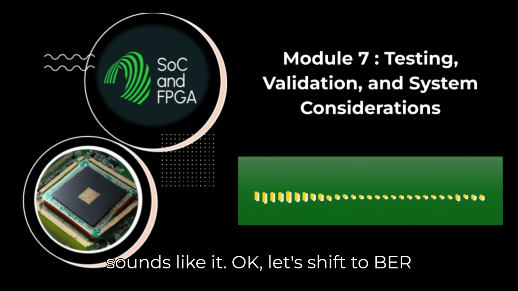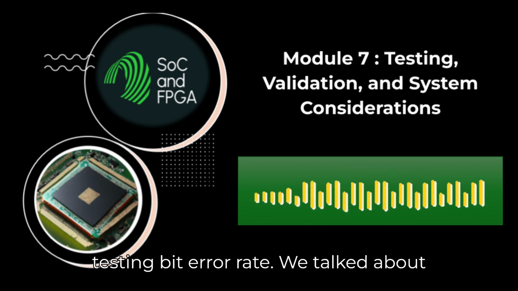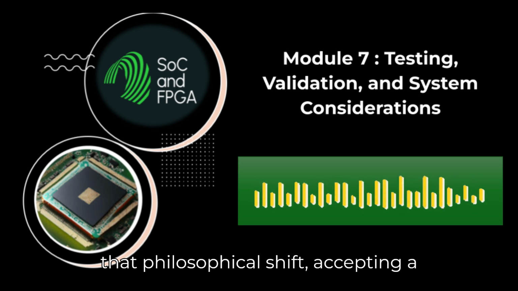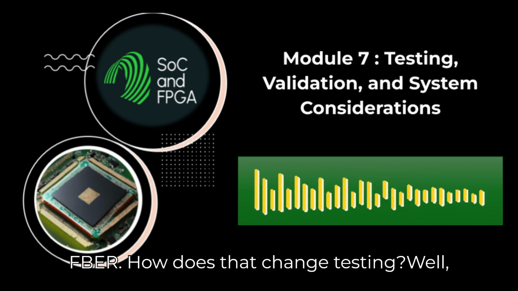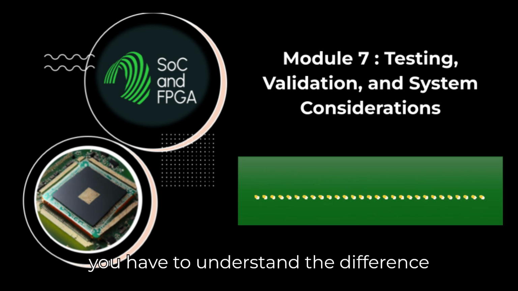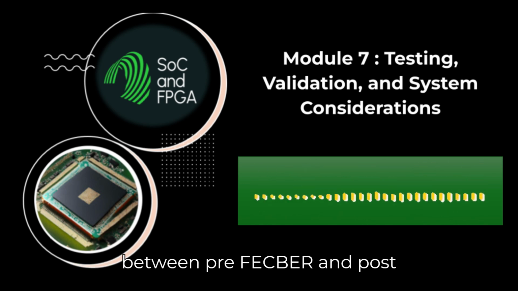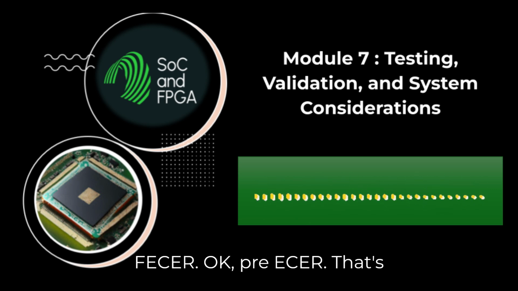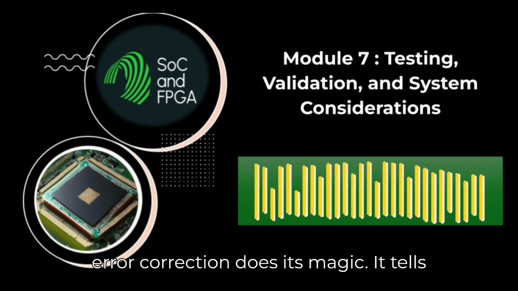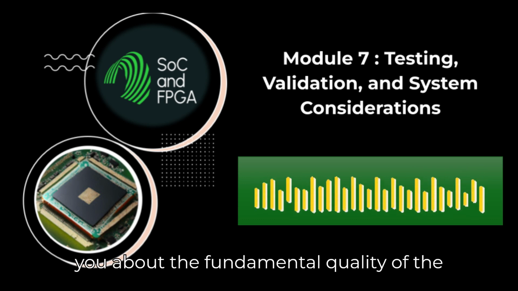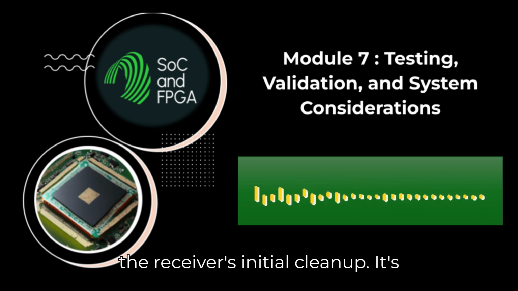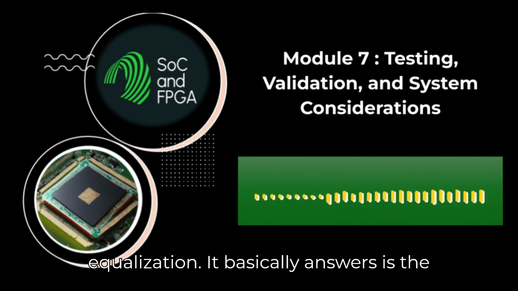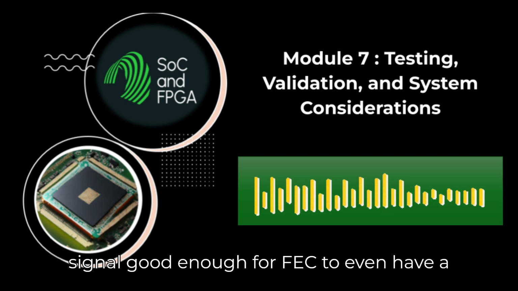Okay, let's shift to BER testing, bit error rate. We talked about that philosophical shift, accepting a higher raw error rate, the 10^-6 FBER. How does that change testing? Well, you have to understand the difference between pre-FEC BER and post-FEC BER. Okay, pre-FEC BER. That's the raw error rate before the forward error correction does its magic. It tells you about the fundamental quality of the signal coming off the wire and through the receiver's initial cleanup, its equalization. It basically answers, is the signal good enough for FEC to even have a chance?